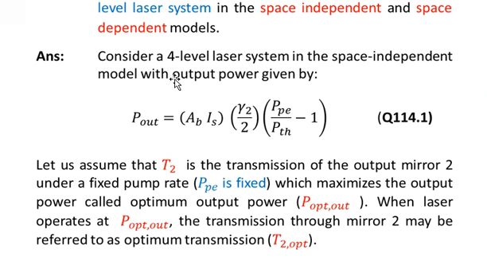The answer is, consider a 4-level laser system in the space-independent model with output power given by P out equal to A_B times I_S times gamma 2 by 2 times (P_PE over P threshold minus 1), where A_B is the cross-sectional area of the pump beam, I_S is the saturation intensity, gamma 2 is the output coupling, that is the coupling through the mirror 2, P_PE is the electrical power to the pump, P threshold is the threshold power out from the pump, and minus 1.